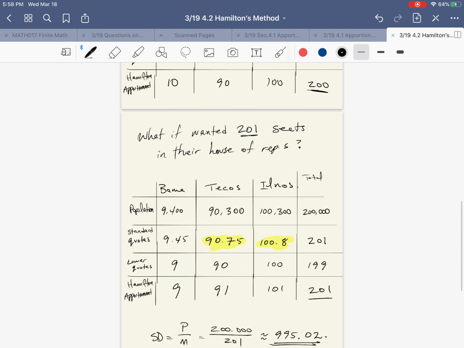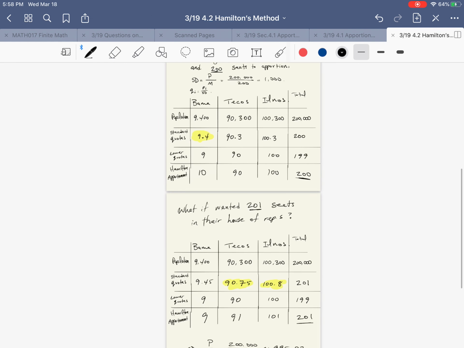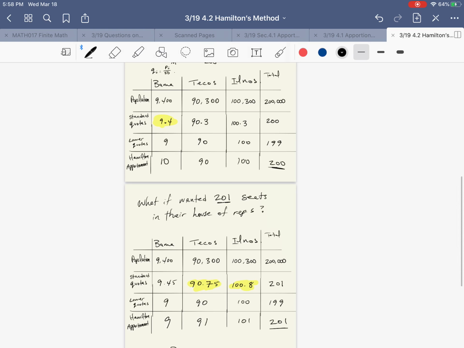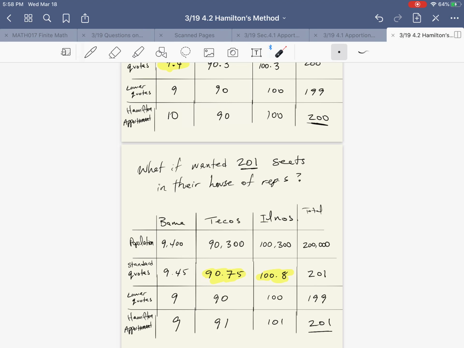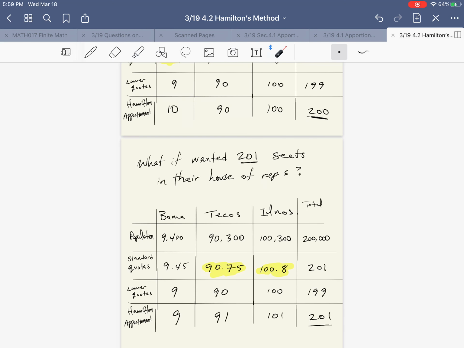Well, you might be wondering, so what? And the so what is exactly here. Look at this. When there were only 200 seats in the House, Alabama got 10 of them. But once we added a seat, Alabama now only has 9 seats. Now that's strange. If you have more seats in your House of Representatives, as a state, you shouldn't expect your quota, your apportionment to go down. You should expect your representation as a state to go up, if anything, if you add seats.